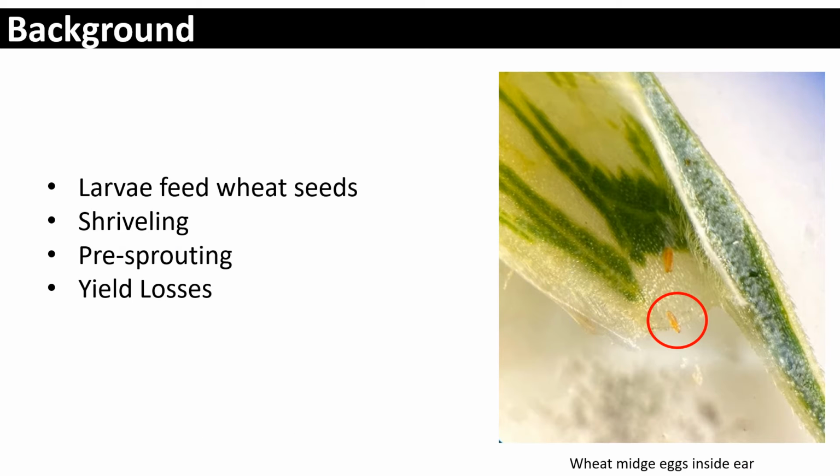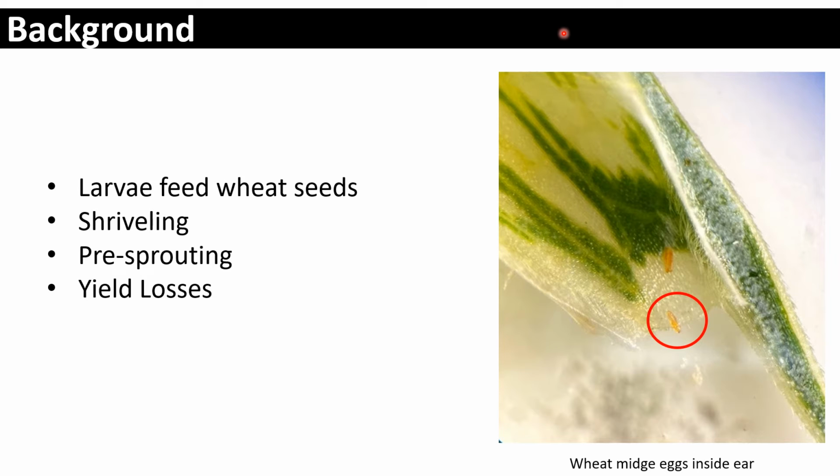Why did I call it a villain? It is because of the damage that they cause. Wheat midge larvae feed on the developing wheat seed and trigger shriveling and pre-sprouting damage to wheat cultivars. These damages then facilitate fungal infections and eventually cause severe yield losses.